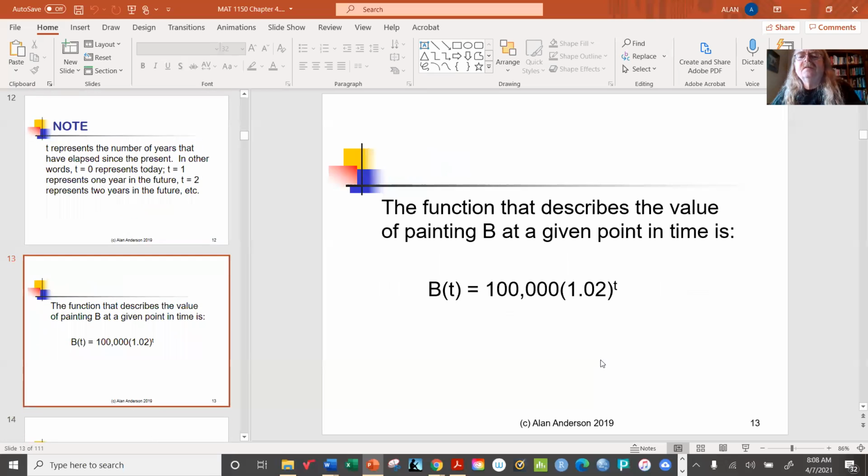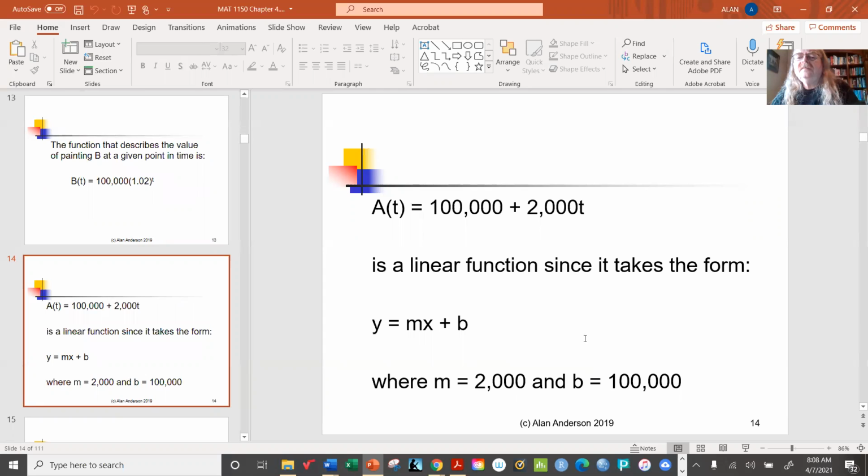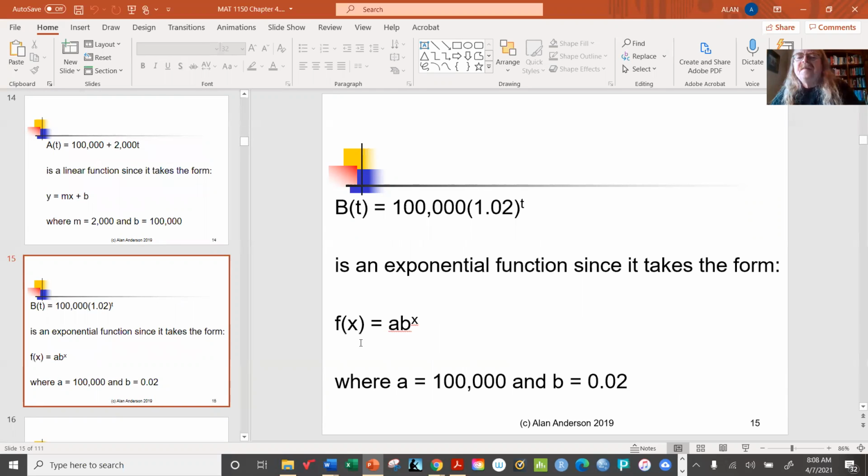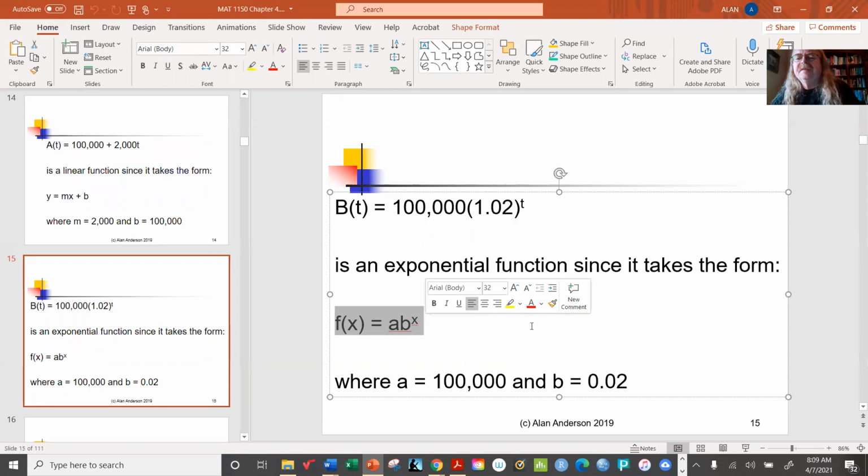B at the same time, though, while it starts at 100,000 today as well, you can tell because when t equals 0, this function is equal to 100,000. Every year that goes by, it grows not by $2,000, but by 2%. So initially they're growing at the same rate, but as time goes by, B is growing more quickly than A. And so, of course, it takes this form. It's an exponential growth function.